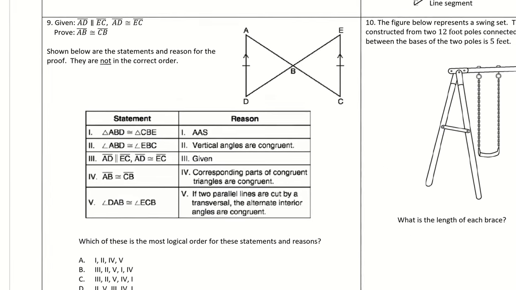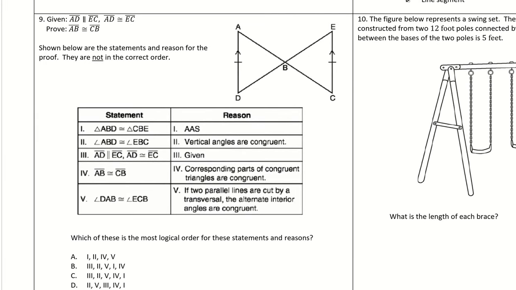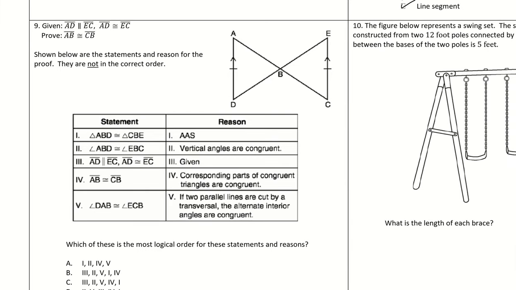All right, so number 9. Given AD is parallel to EC, so AD is parallel, okay, so they have the little arrows, and then they're also congruent. Prove that AB is congruent to CB. So we need to prove that these are congruent, AB and BC.